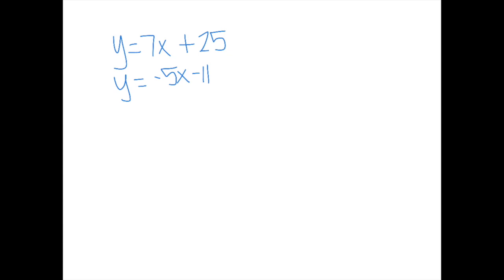These two equations give us two different values for y. Y is 7x plus 25 and y is negative 5x minus 11. Since both of these are equal to y, we can set these two equations equal to each other. By setting the equations equal to each other, we now have only one variable in our equation to solve for. With these two equations, we are left with x. So we are going to solve for x.